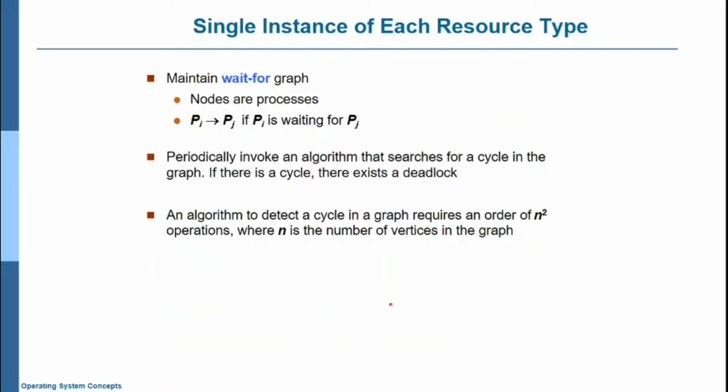With single instances of each type, maintain a wait-for graph whose nodes are processes; that is, Pi to Pj if Pi is waiting for Pj. Periodically invoke an algorithm that searches for a cycle. An algorithm to detect a cycle in a graph requires an order of n squared operations; that is the time complexity. Theta n squared is also the time complexity for the Banker's algorithm.